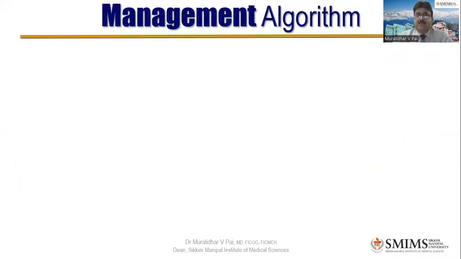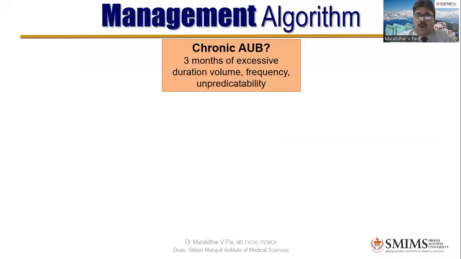So I'll first talk about the management algorithm. If it is chronic AUB, the other day I was talking about chronic AUB, acute on chronic and things like that. Three months of excessive duration, volume or frequency, or unpredictability, that is called chronic AUB. Just one episode of heavy bleeding is not good enough to call it chronic AUB.